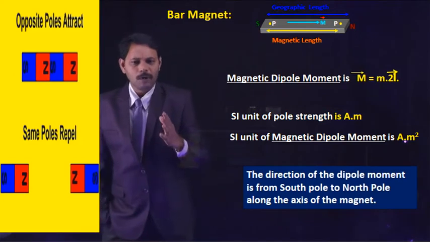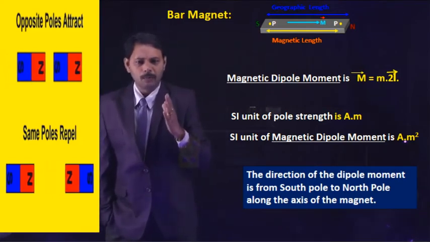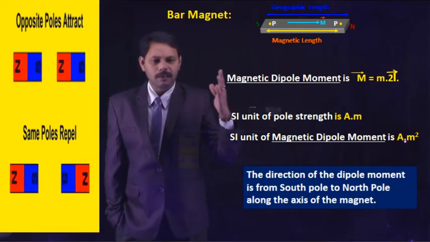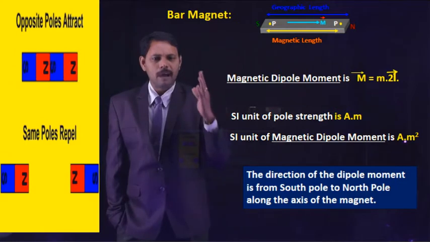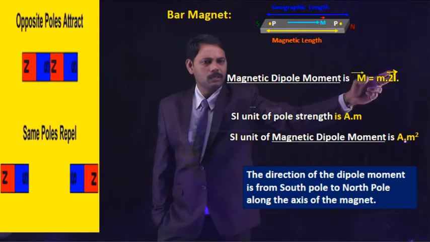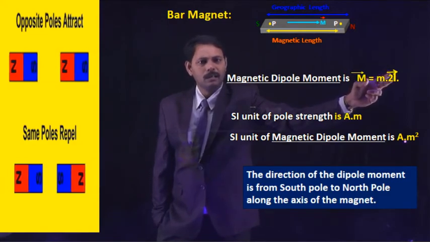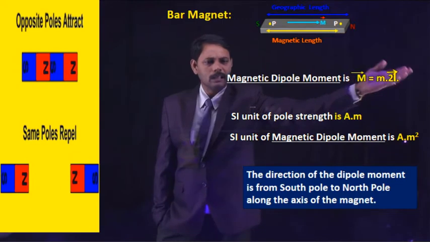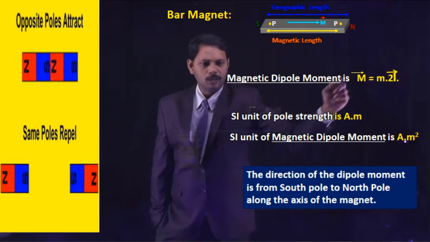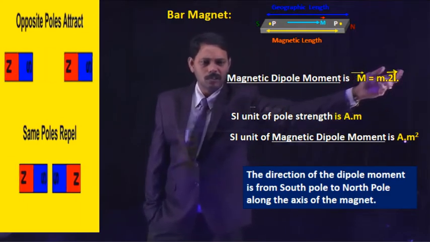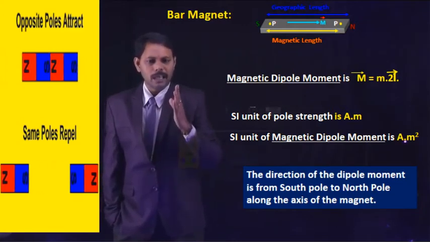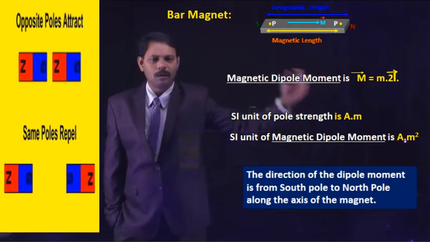Then the very important definition is the magnetic dipole moment. Magnetic dipole moment is denoted by capital M, and it is a vector quantity. In magnitude, the magnetic dipole moment is the product of pole strength and length of the magnet. Pole strength is small m, length of magnet is 2L. So the vector form of magnetic moment is M bar equals m into 2L bar.